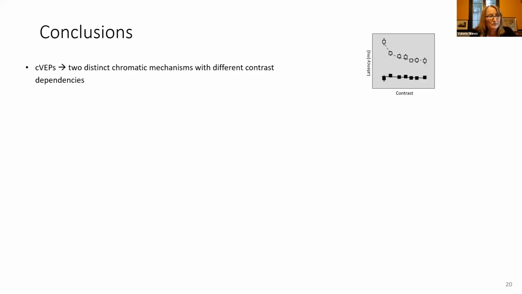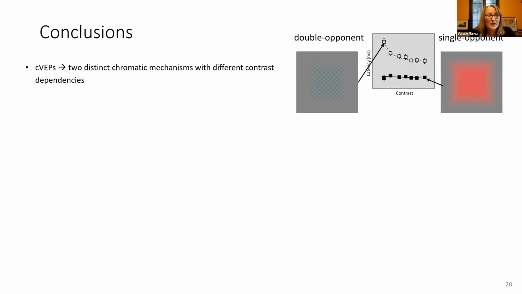Wrapping up, cVEPs indicate two distinct chromatic mechanisms with differing responses to color contrast, one which is linear and one which is nonlinear with contrast. These mechanisms can be isolated using stimuli designed to elicit responses from either single or double opponent neurons. This implies that the two distinct mechanisms correspond to separate contributions of single and double opponent neurons.